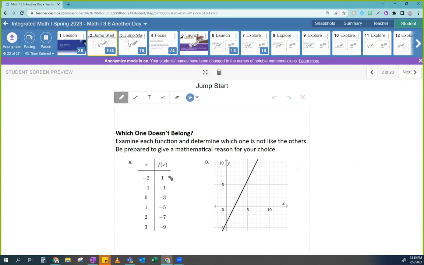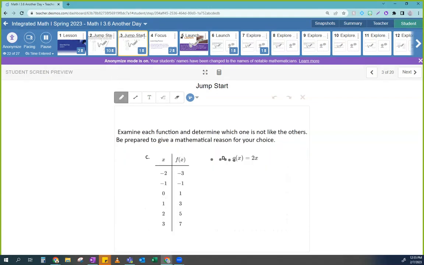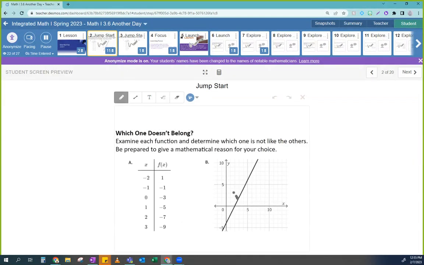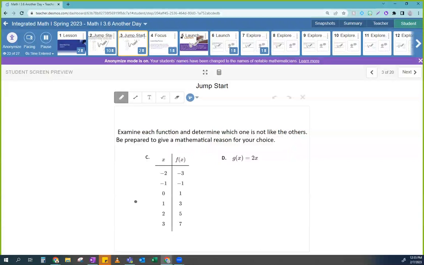But to start, I want you guys to look at this. It says, which one doesn't belong, okay? Which one doesn't belong is a really good tactic for you guys to compare and contrast things. If I could, I would really want A, B, C, and D all on the same page. So look at A, B, C, and D, and decide which one of these for you doesn't belong.